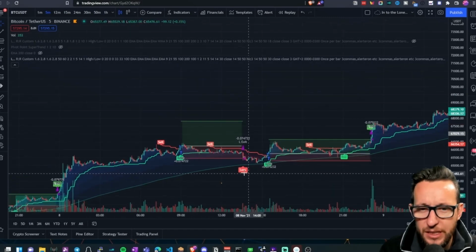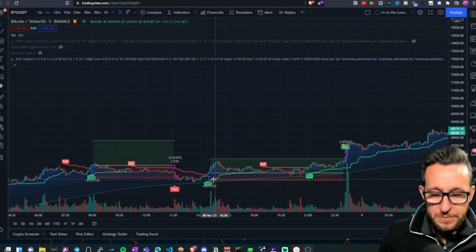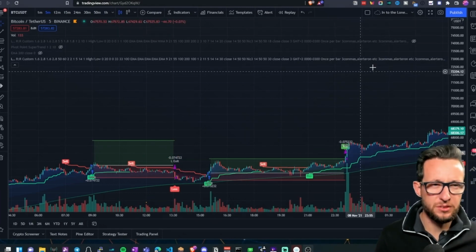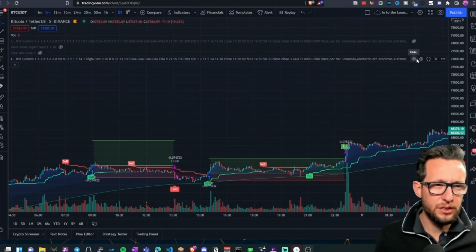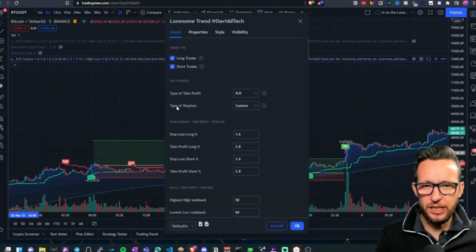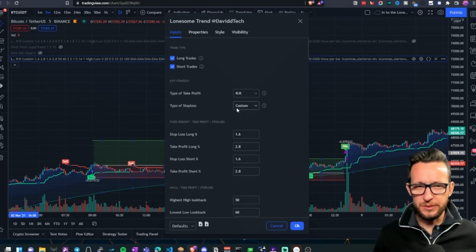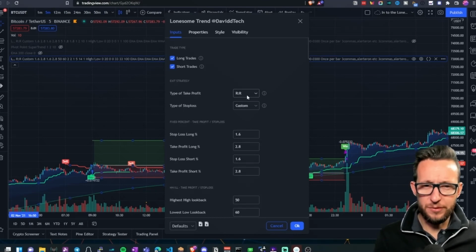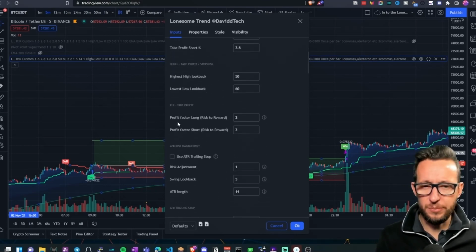So what's actually happening here is the stop loss is being put exactly on that super trend there, and we're looking for a risk to reward of 2. So you can set up all of that in the settings. As you can see, the stop loss is set to custom because custom is the super trend, and then we're looking for an RR. And if you go down here, you can put your profit factor risk to reward of 2.